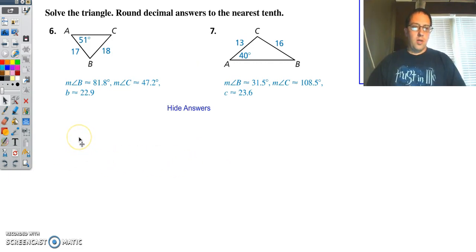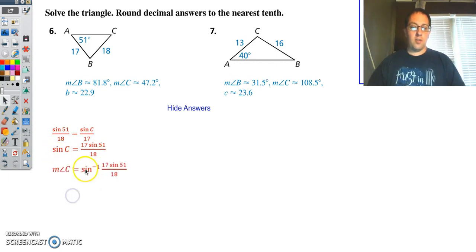See what we did. Okay, so on triangle 6, first thing, we do have 18 opposite 51. We do have this 17, which is opposite angle C. So we can find angle C first. So we set up our proportion. All right. Cross multiply. Now you have to get rid of that sine, so we're going to do the inverse sine. I got it all shown out for you. So we have the inverse sine of 17 sine 51 over 18.